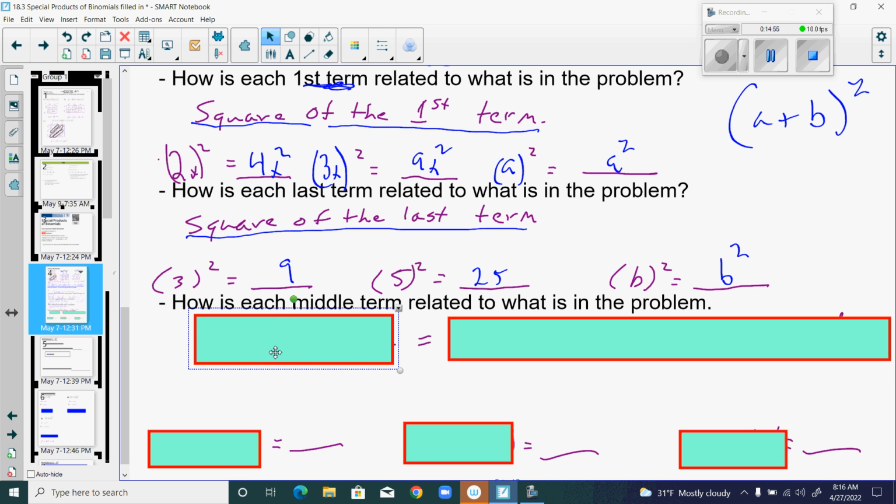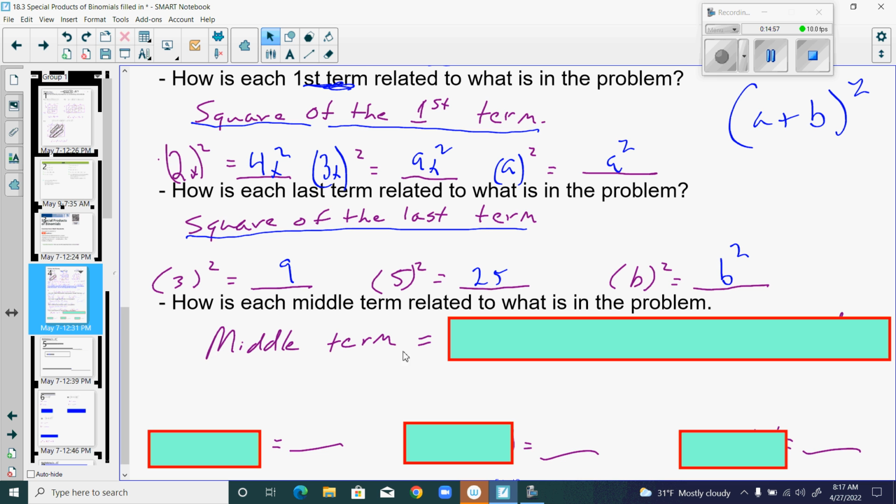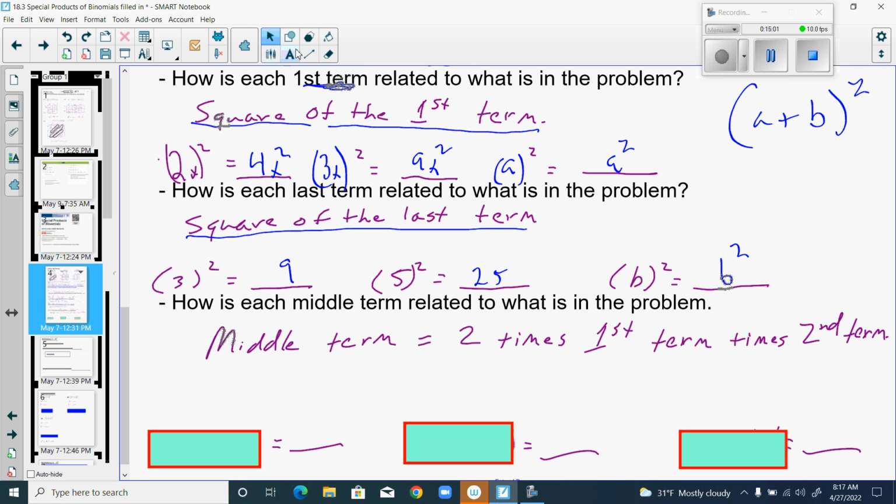It's equal to 2 times the first term times the second term. So we've got three things being multiplied together: the number 2, whatever the first term is, and whatever the third term is. Those things multiply together, so 2 times the first term times the third term. That's how we get our middle term quickly.